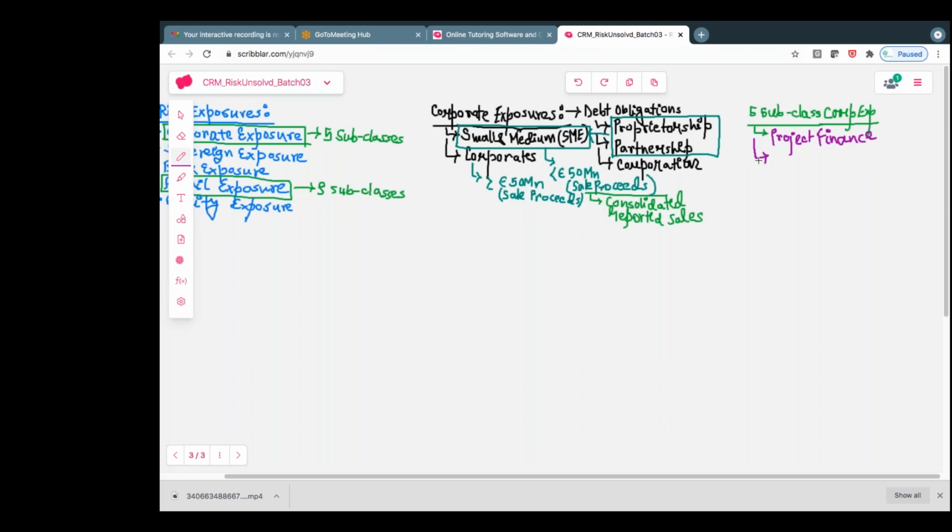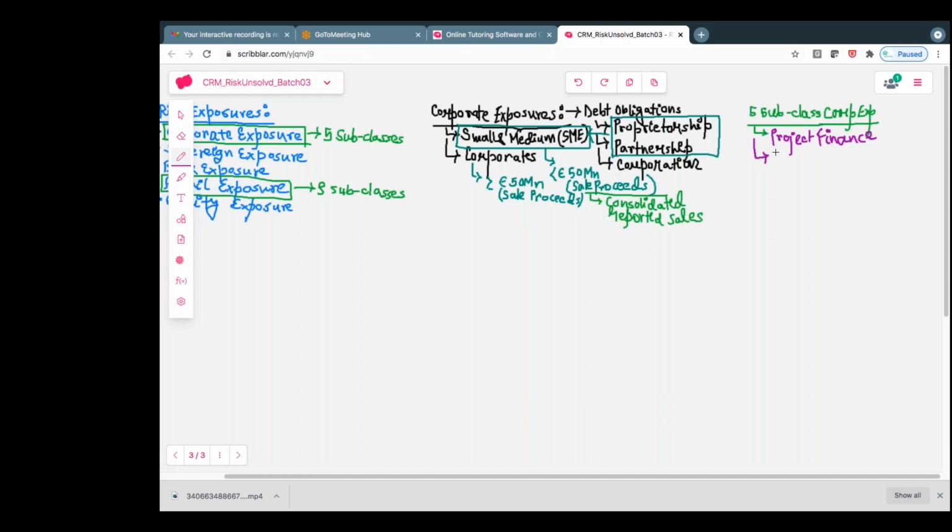So what exactly is project finance? How will the cash flows come in for project finance? How will the repayments be done? When will a borrower turn out to be a defaulter? When will the borrower not turn out to be a defaulter? These are some of the questions that we are trying to address. So over here, the first is project finance.